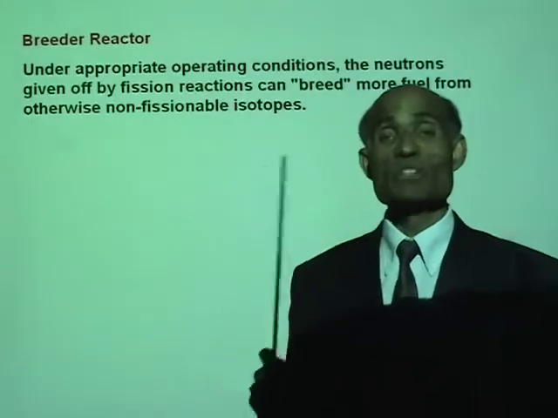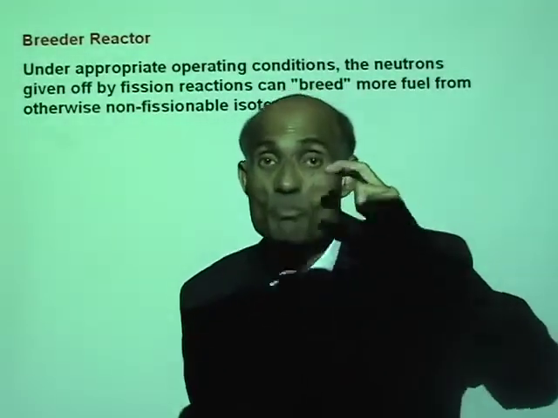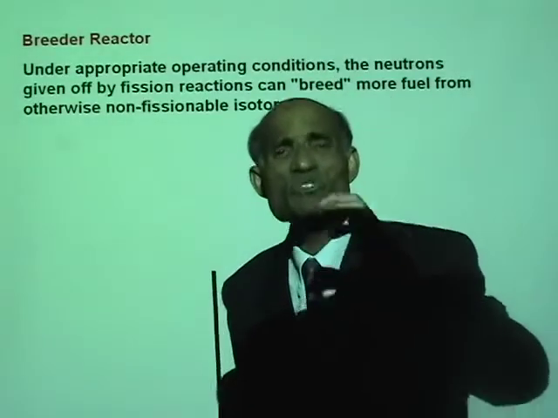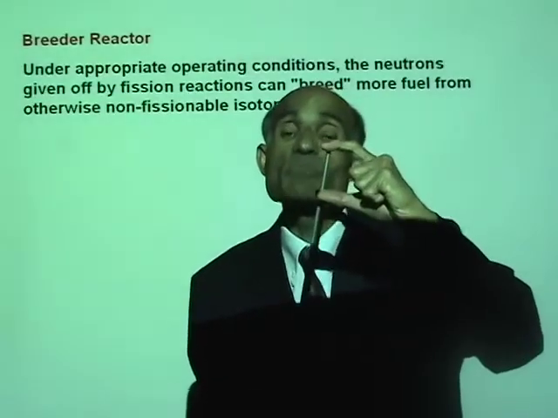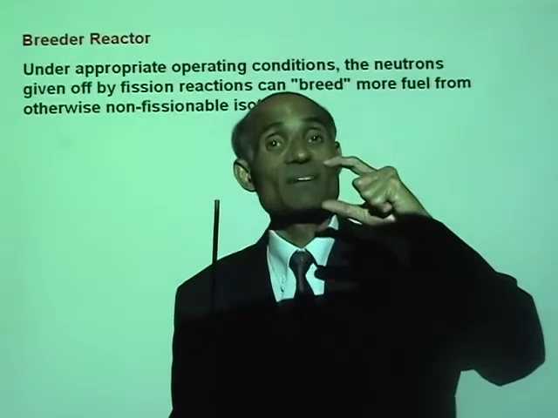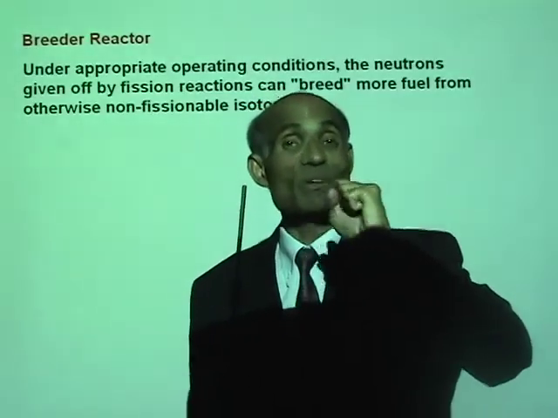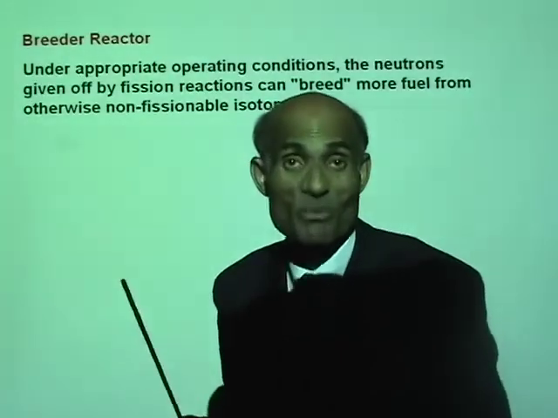You know that the fuel rods that are used are not pure uranium-235. They are called enriched uranium. So the fuel rod contains uranium-235 and uranium-238. Uranium-235 is readily fissionable. Uranium-238 is not readily fissionable.